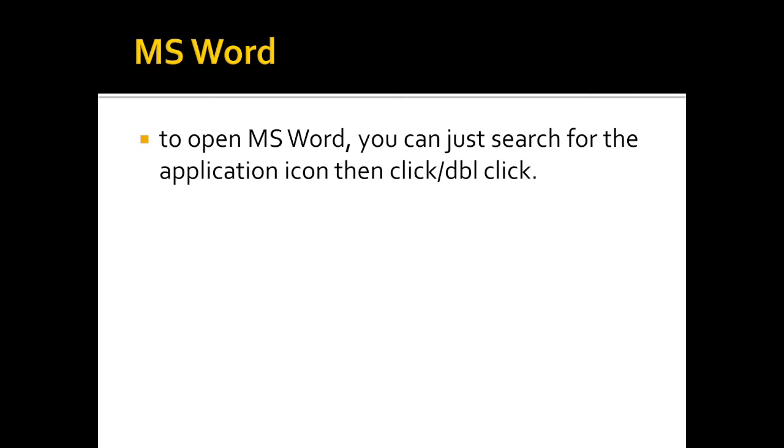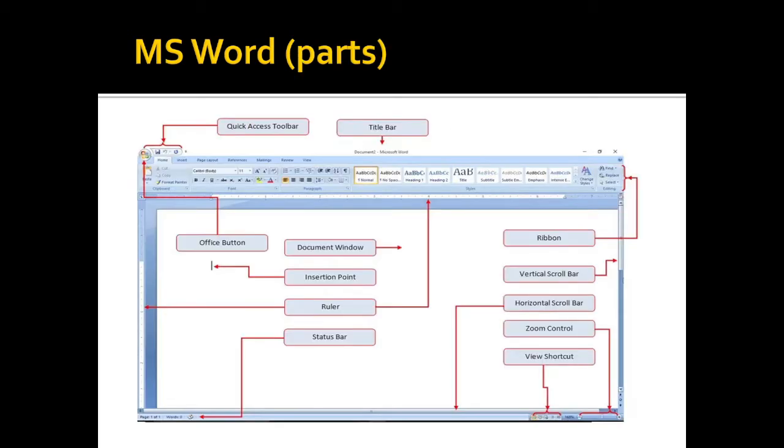One of the software used for word processing is Microsoft Word. To open MS Word, you just search for the application icon and then click or double click the icon. And these are the parts of the Microsoft Word. We have here the quick access toolbar, wherein we can find icons like save, undo, or redo.